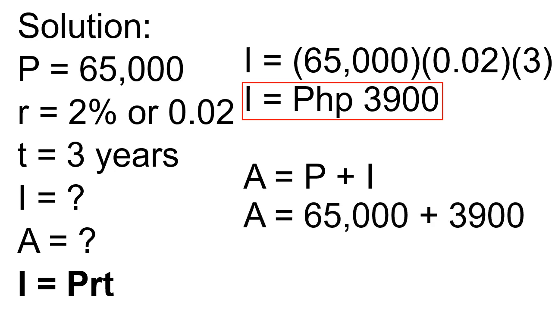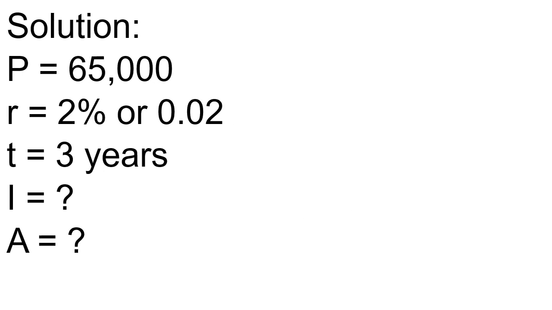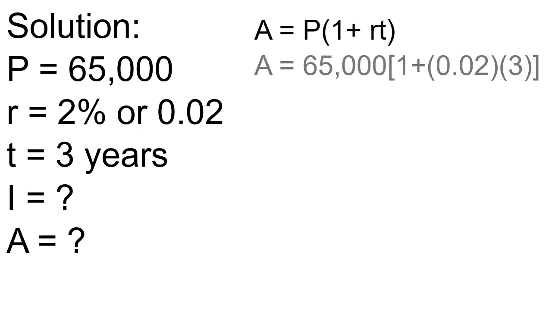A equals 65,000 plus 3,900. So the future value is 68,900 pesos. So here we have obtained the interest first, and then we solve for the future value. So using this formula, let us solve for the future value first. So just substitute the values of P, R, and T.